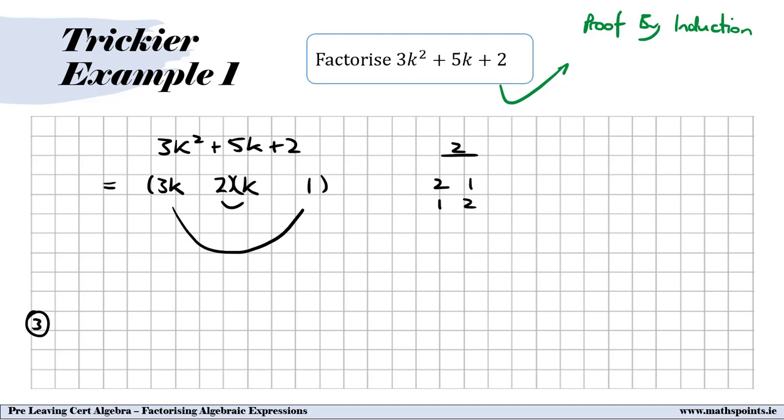And let's test this. So the first term in each bracket, 3k by k, gives us 3k squared. That's fine. The second term in each bracket, 2 by 1, gives us 2. That's fine. And then the inner 2 multiplied give us 2k.